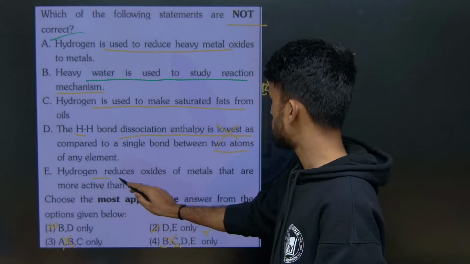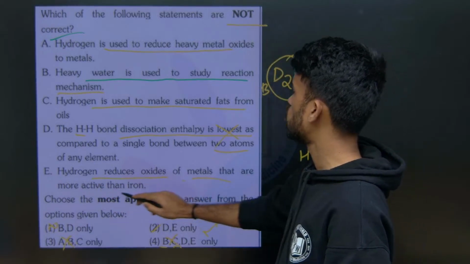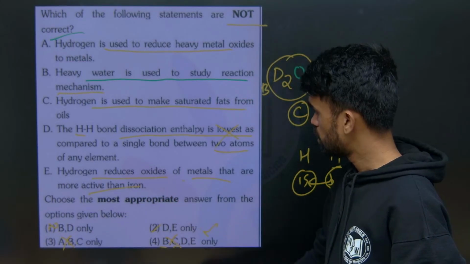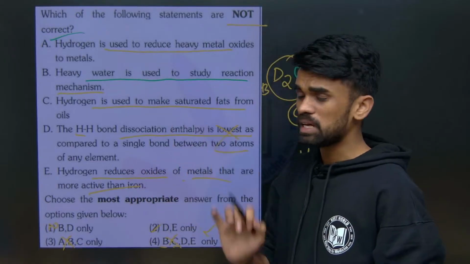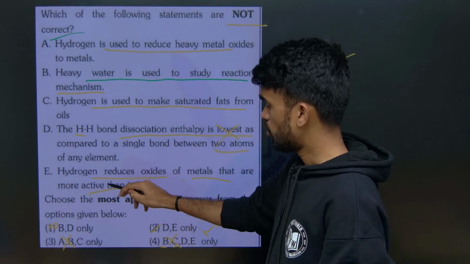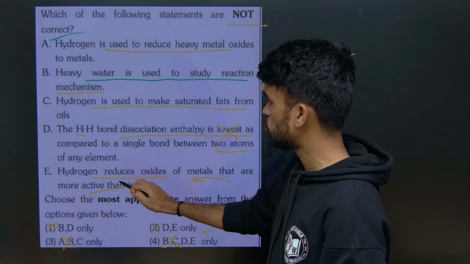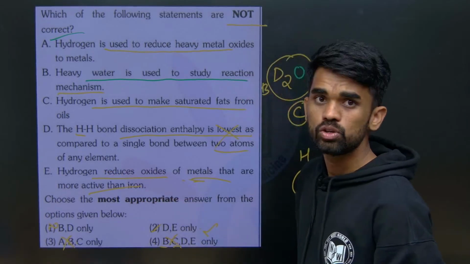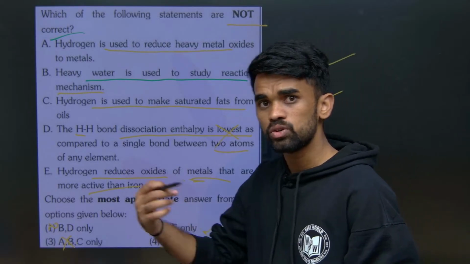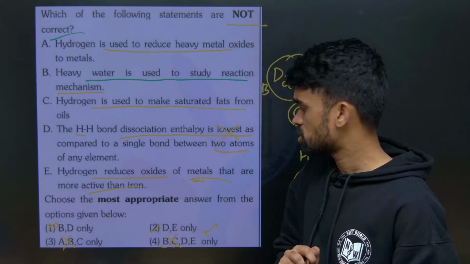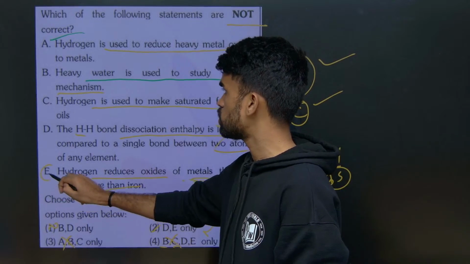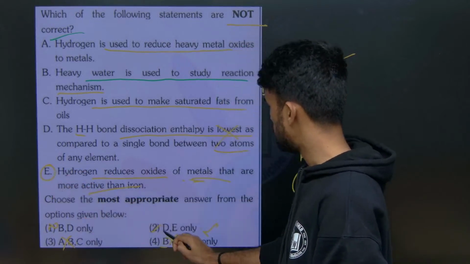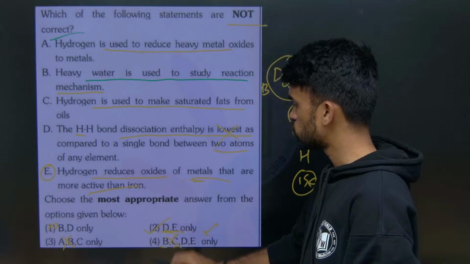See, hydrogen reduces metal oxides that are more reactive than iron. No, right? In the electrochemical series, more reactive metals won't be reduced. More reactive metals will act as strong reducing agents, so they will reduce others, and those metals will undergo oxidation. So statement E is also incorrect. So D, E. So you can choose option number 2.